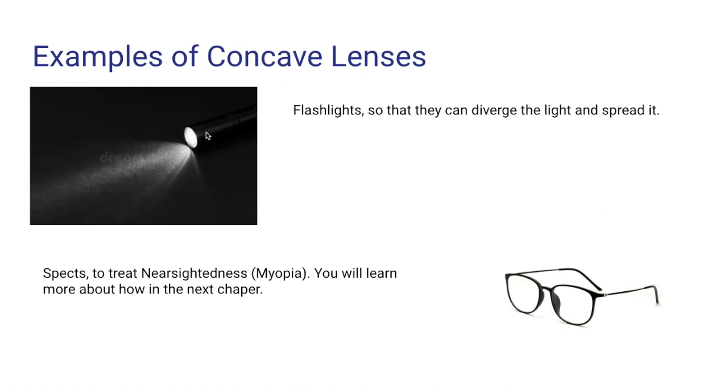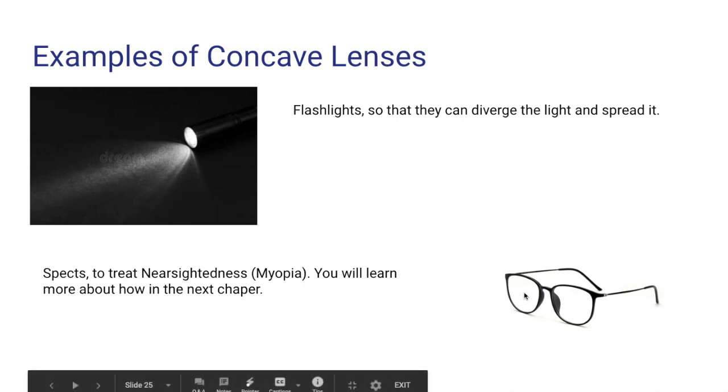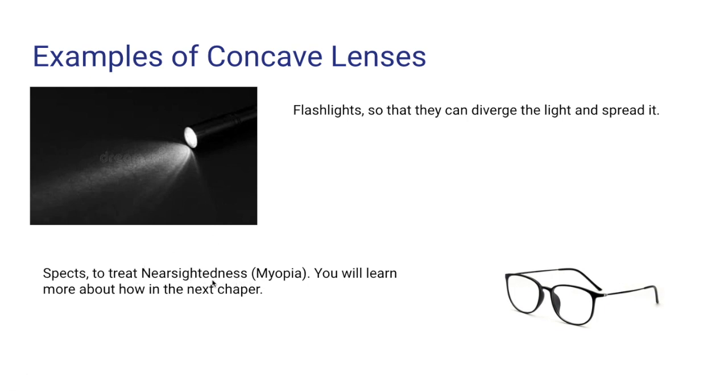Concave lens, on a flashlight, when the light is there, you want to spread the light more, so more area can be lit up, correct? So there a concave lens will be used. And in the spectacles, a biconcave lens only is used, to treat nearsightedness or myopia. This nearsightedness is a condition in which you can see near or nearby objects but you can't see far objects.